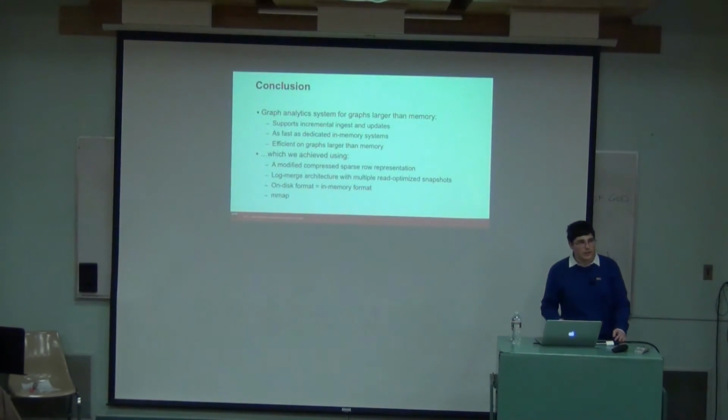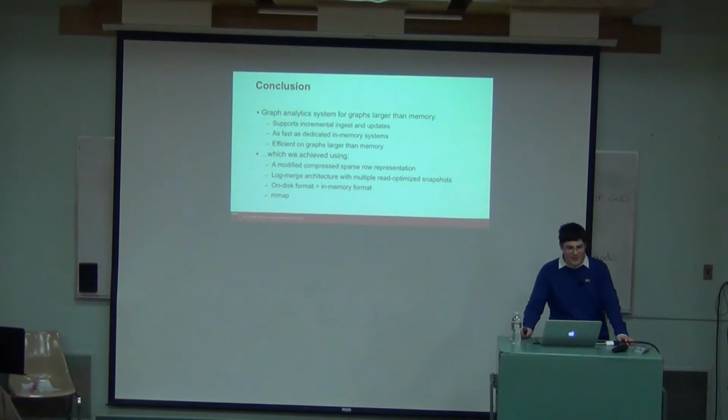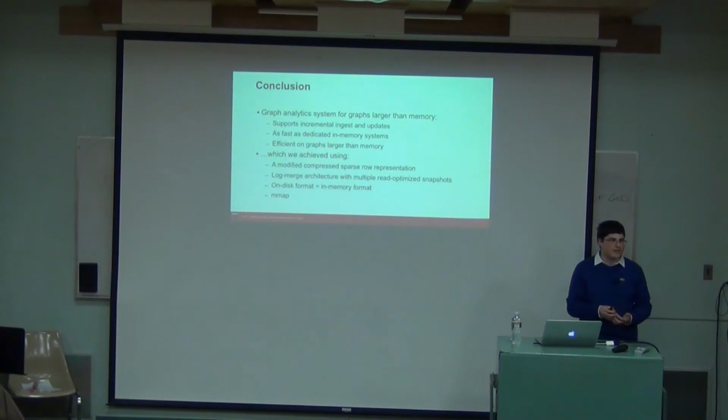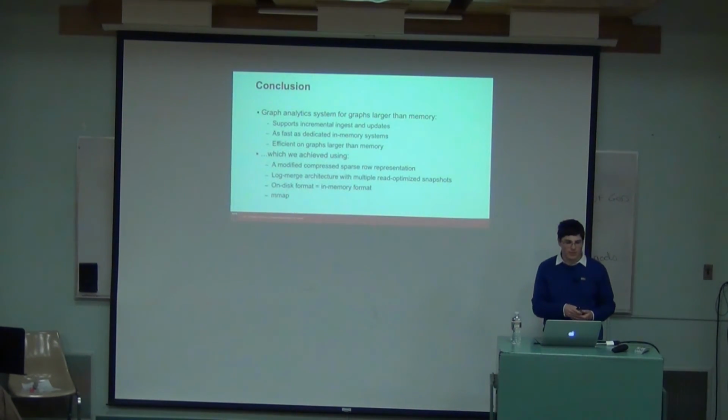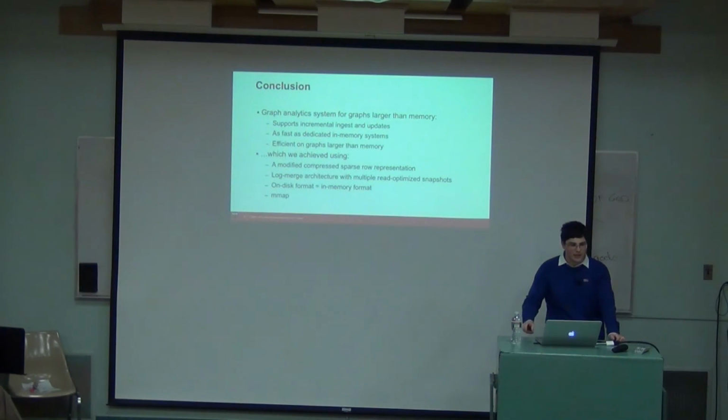So, in conclusion, I briefly presented Llama, which is a graph analytics system for graphs larger than memory that supports incremental ingest and updates. It's as fast as dedicated in-memory systems where the graph fits in memory. It is efficient on graphs larger than memory, and we achieve this using a modified compressed sparse representation. I didn't use this word before, but it's actually called the log merge architecture with multiple read-optimized snapshots, and making sure that the on-disk format and in-memory formats are the same, and using memory mapping.